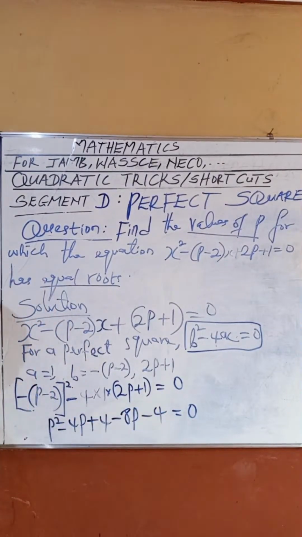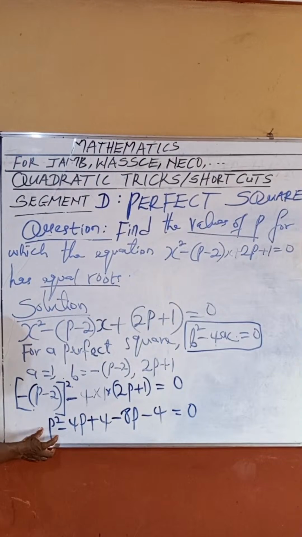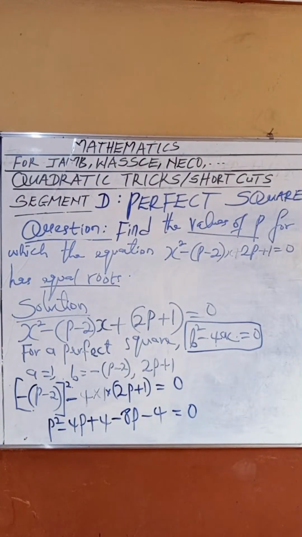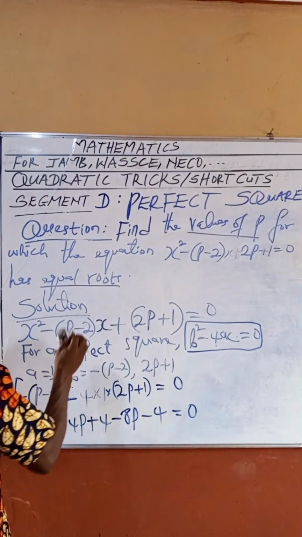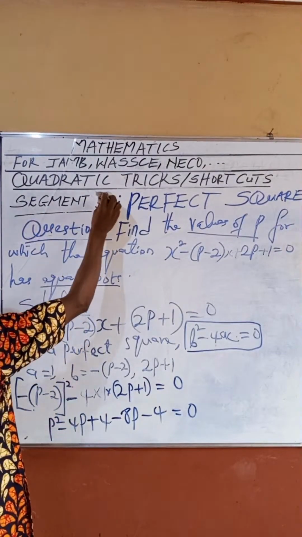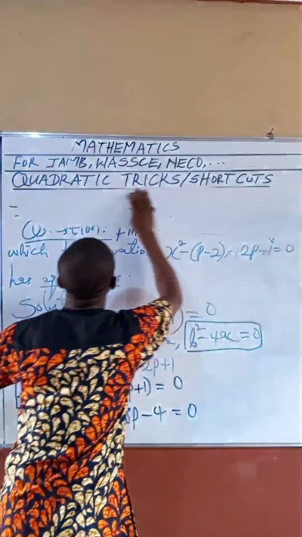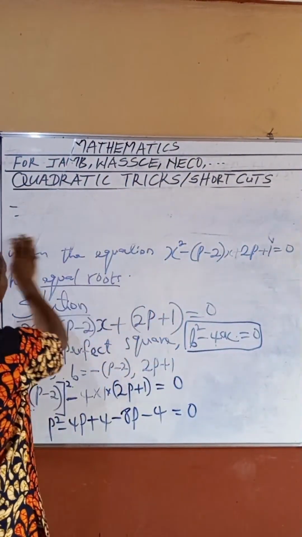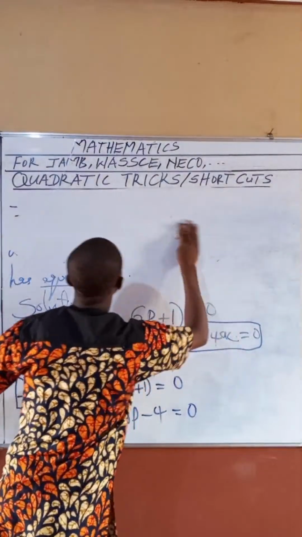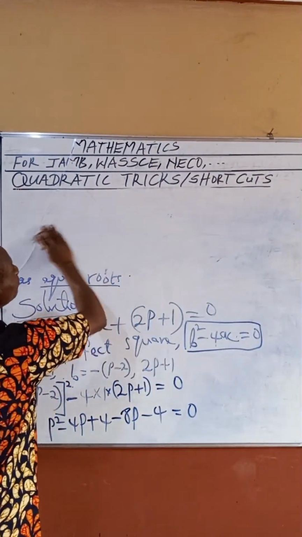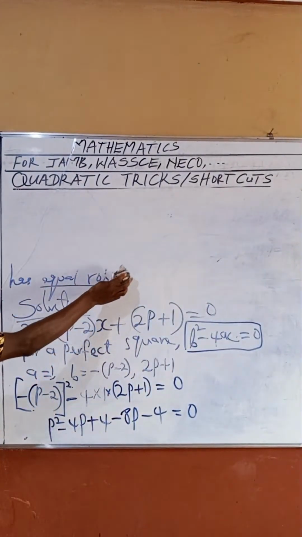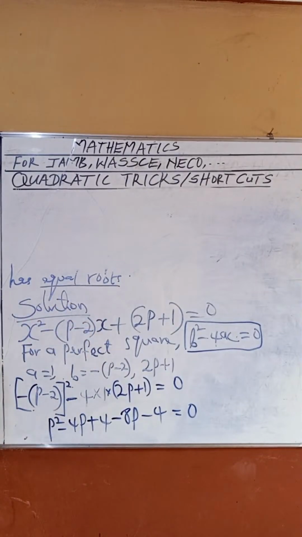We can simply simplify, right? We have p squared here. So I'm going to clean the upper part in order to accommodate space for us. Remember, it's perfect square in case you didn't join us early. This is perfect square. That's the segment we are now under, quadratic tricks. And we are talking about equal roots. Equal roots means it's a perfect square.